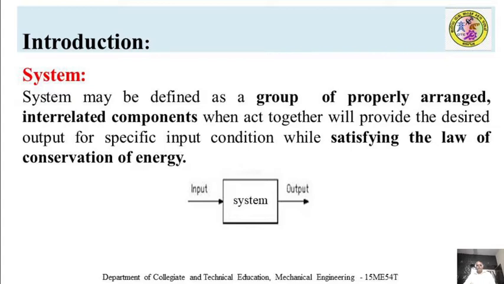So a system has an input and output. So while getting the output from the input, there is a process in between. So while doing so, it satisfies the law of conservation of energy. It means energy can neither be created nor be destroyed, but can be transformed from one form to another form. So that means there is no destruction of energy or creation of energy here. So there is only a transformation of energy from one form to another form.